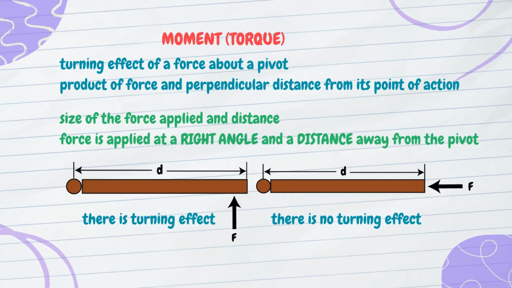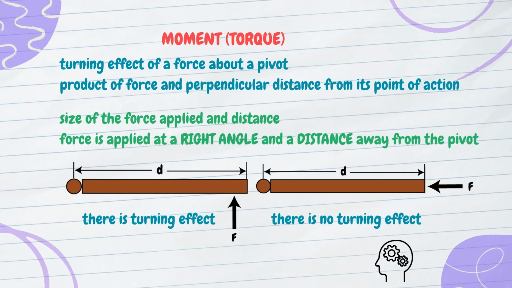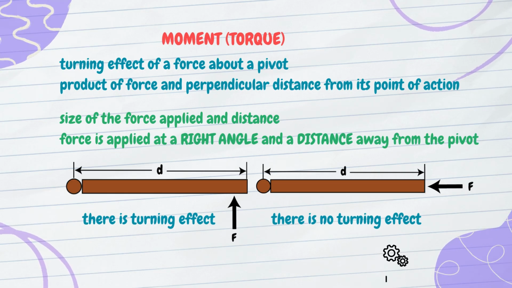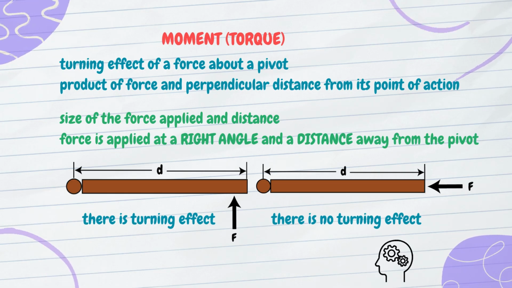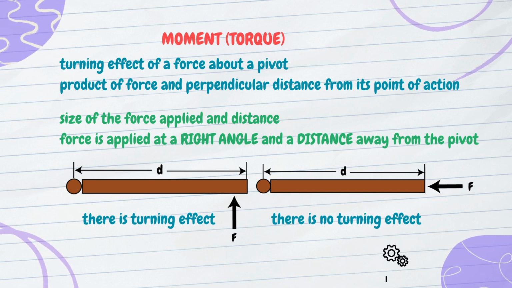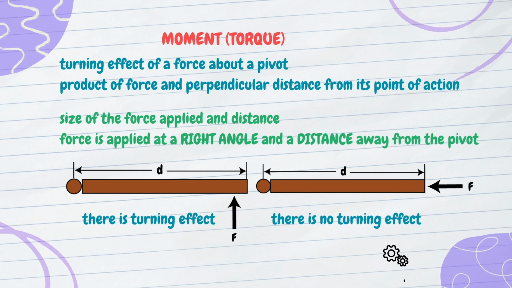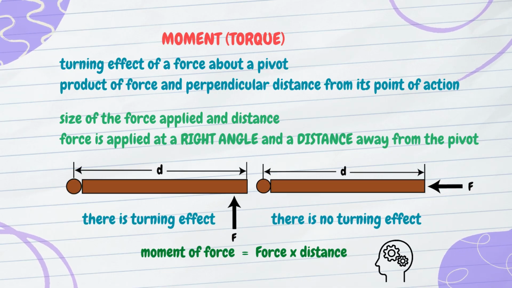Did you know the Great Pyramids of Egypt were likely built using the principle of moments? Ancient engineers used levers and counterweights to lift heavy stones, applying forces at the right distances to maximize their turning effect. Moment of force is mathematically expressed as moment of force is equal to force times distance, or simply M is equal to F times d.